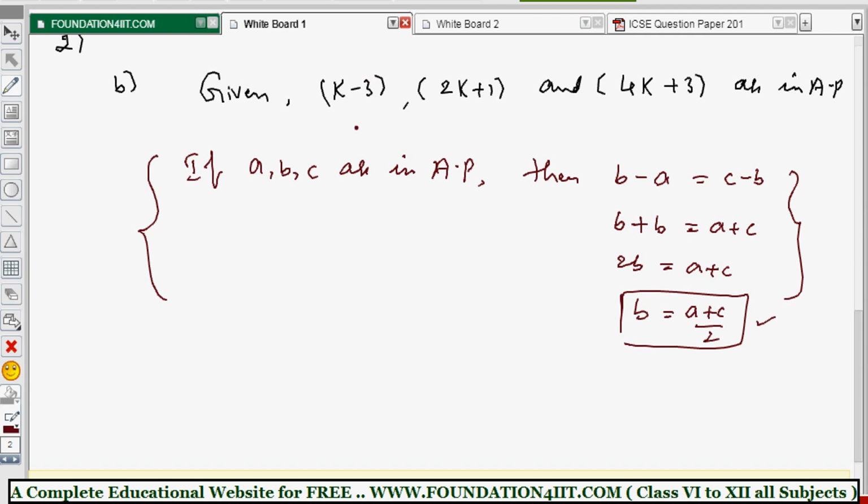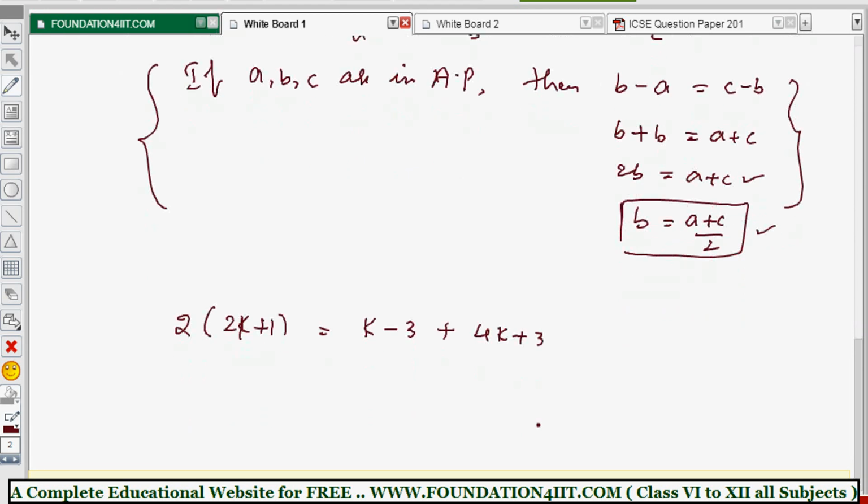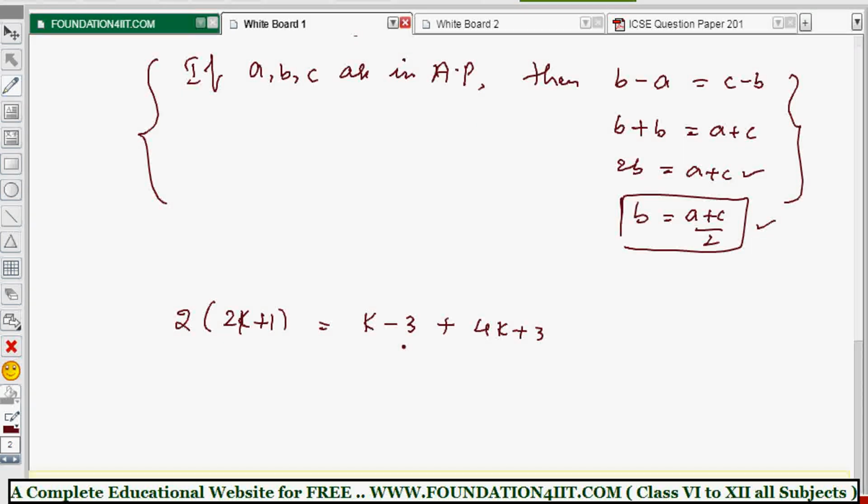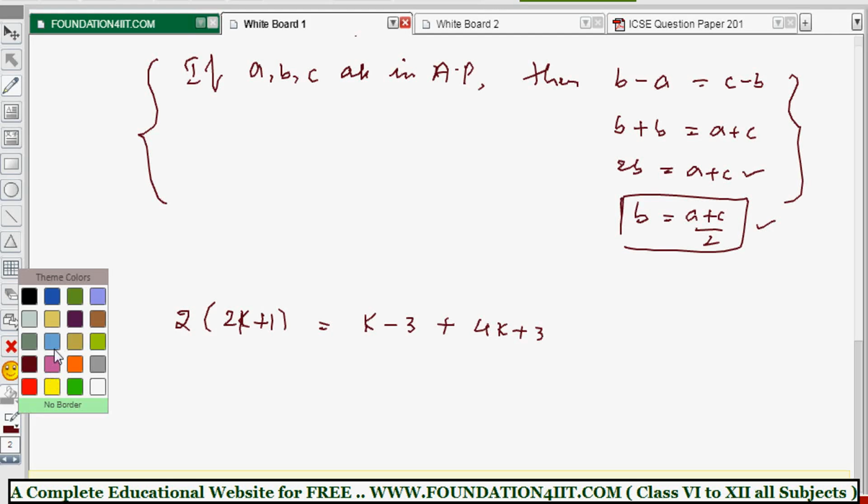Let the first be A, this is B, and this is C. Then you can take B as 2k plus 1. You can take this step also: 2 into B is equal to A plus C. Then 2 into B value, 2k plus 1, is equal to A plus C. So the first one is k minus 3, plus C is 4k plus 3. That's it. You can simplify and get the k value. Minus 3 plus 3 get cancelled here.